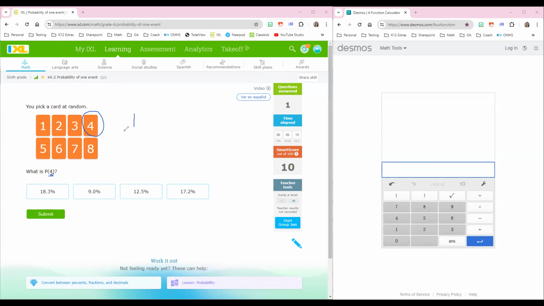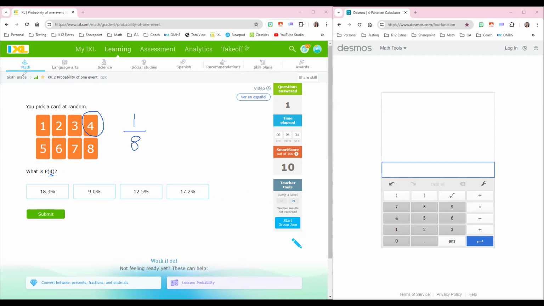So our numerator would be a 1. And then our denominator is the total number of cards that we have. Well, there are 8 cards here. So as a fraction, our probability of picking a 4 is 1/8. But if we look at our answer choices here, we can see they're all in percentage form. So we need to convert this fraction to a percent.